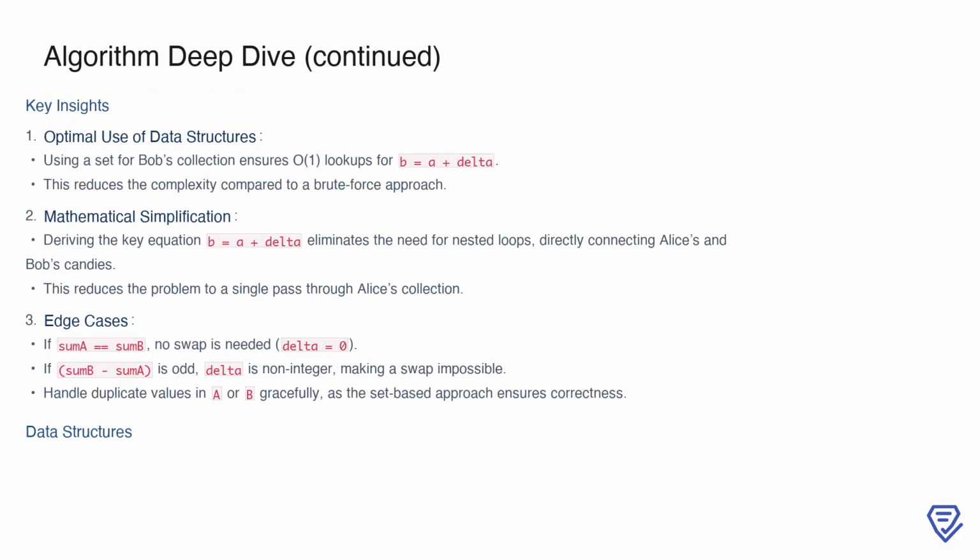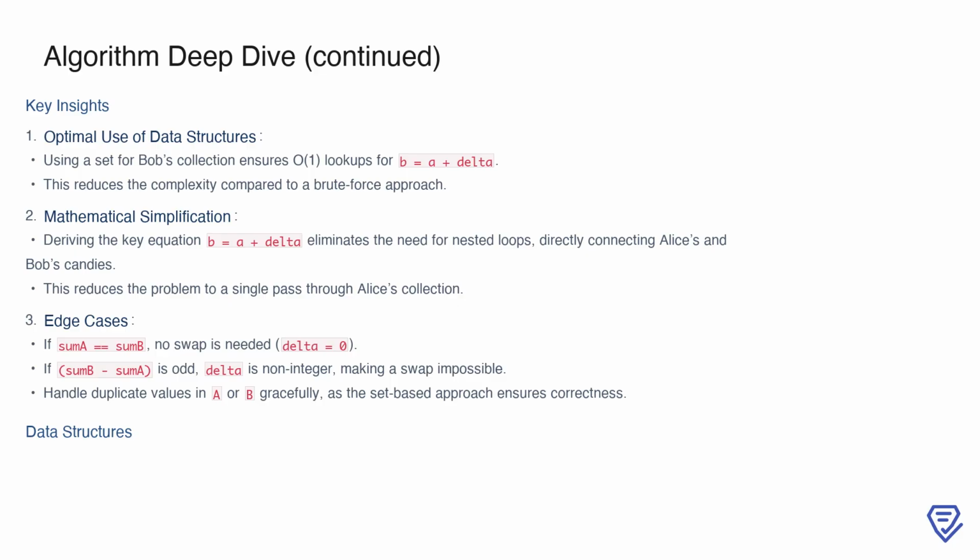This algorithm is efficient due to several key insights. First, the use of a set for Bob's collection ensures constant time lookups for the value b = a + delta. This avoids the inefficiency of a brute force approach, where we would otherwise need nested loops to compare all pairs of candies. Second, the derivation of the key equation b = a + delta simplifies the problem significantly. Instead of checking all possible combinations, we directly connect values of a and b through this mathematical relationship, reducing the process to a single pass through Alice's collection.